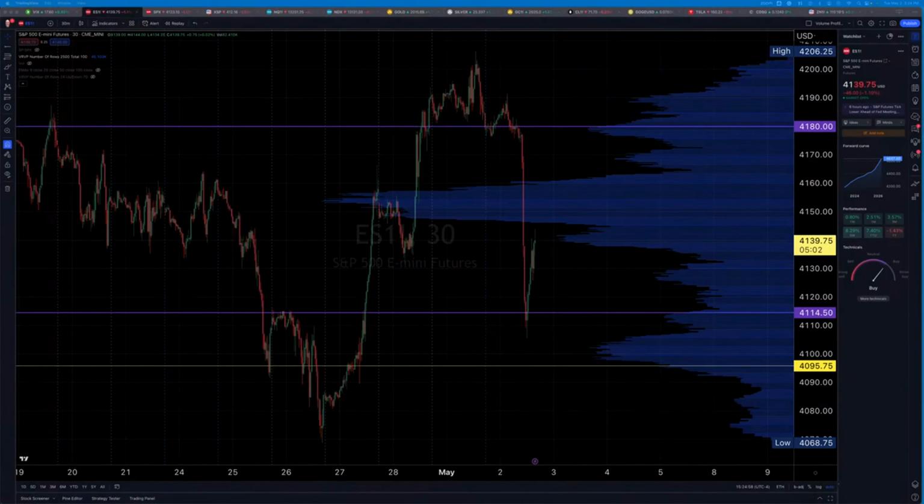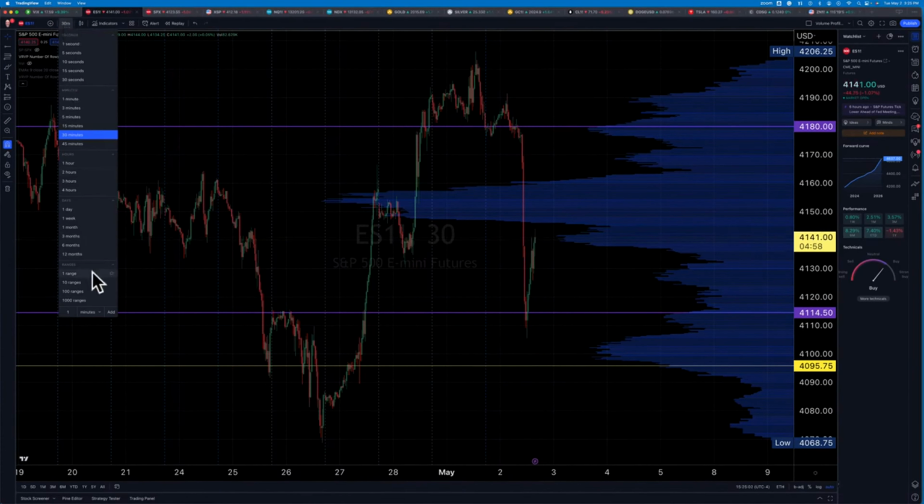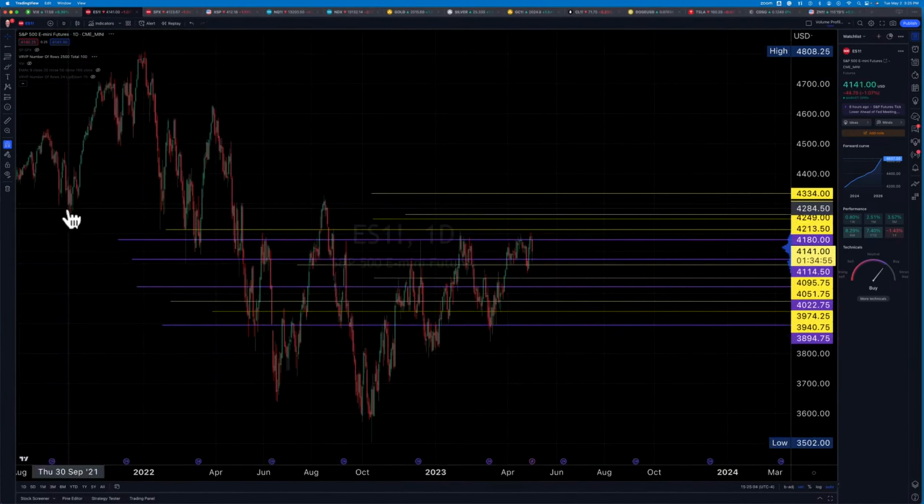All right, so let's start with the SPX, or actually, in this case, the E-mini S&P futures. And so we'll go to the big chart. I'm going to back up to the daily so you can see where we left off last time.